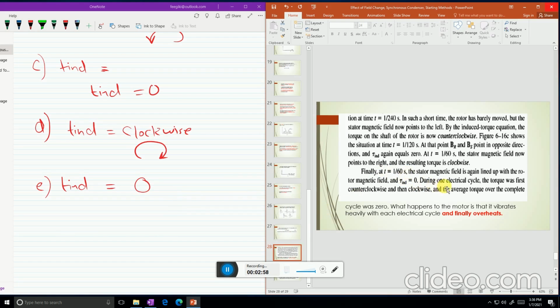Here it is explaining that during one electrical cycle the torque was first counterclockwise and then clockwise, and the average torque over the complete cycle was 0. What happens to the motor is that it vibrates heavily with each electrical cycle and finally overheats.